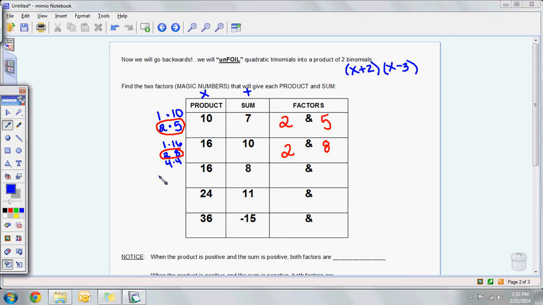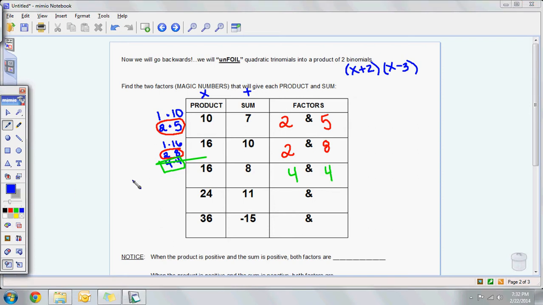And then we have 16 again. So I'm not going to list them again, but let's look back at these factors. So those multiply to give you 16. Now which one would add to give you 8? Well, this time it's going to be 4 and 4. So I'm going to write 4 and 4.